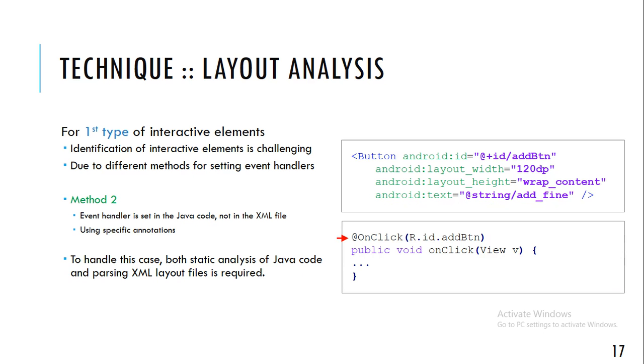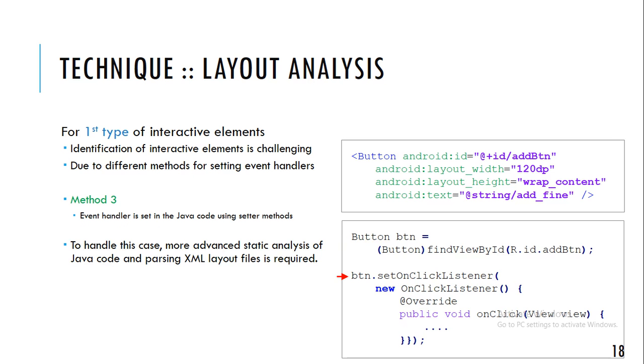In the second method, the widget is defined in the XML layout file, but its event handler is defined separately in the Java source code, where the event handler method is implemented. In this example, you see the onClick annotation is used in the Java source code to say that this method is the onClick listener or onClick handler for a widget whose ID is @btn or @button. To handle such cases, we need both XML parsing and static analysis of the Java code of the project.